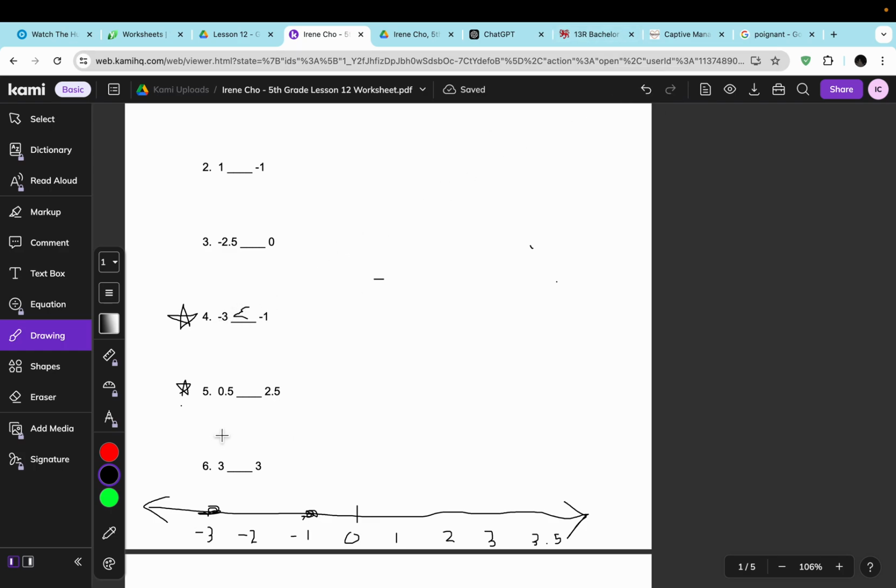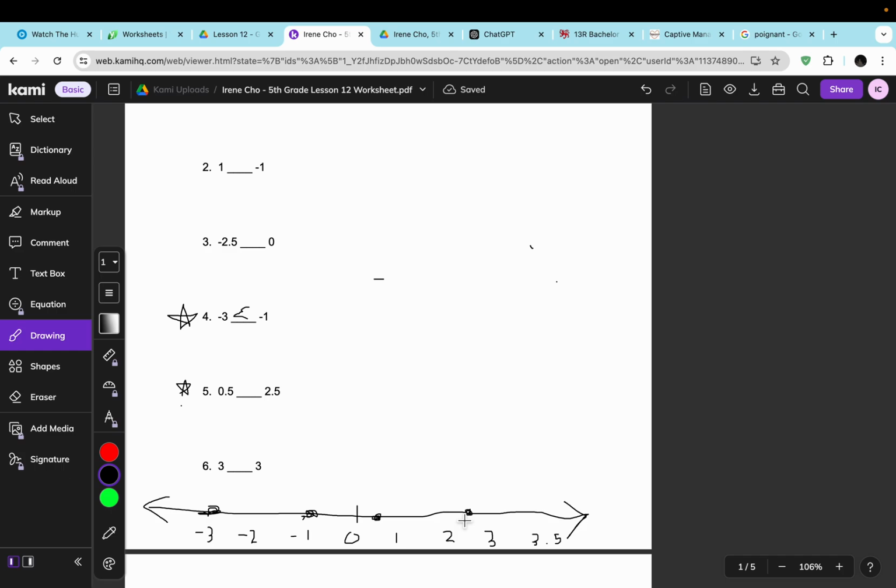it asks 0.5 is blank than 2.5. So this is in the positive. Here we can draw the 0.5 because it's between 0 and 1, and then 2.5 is between 2 and 3, so it's over here.